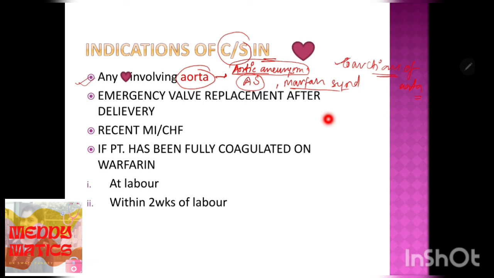Or if the patient is undergoing emergency valve replacement just after delivery, then cesarean is indicated. Recent MI or CHF, congestive heart failure. If the patient has been fully anticoagulated on warfarin at labor or within 2 weeks of labor, then also the patient is advised to undergo cesarean section.